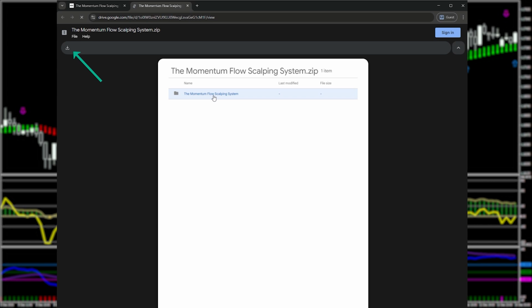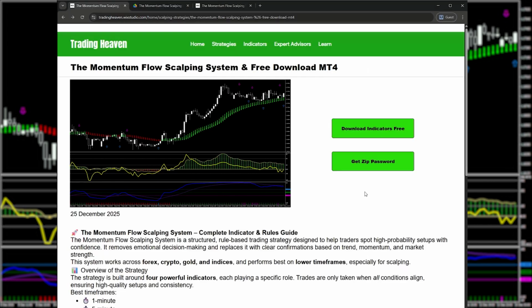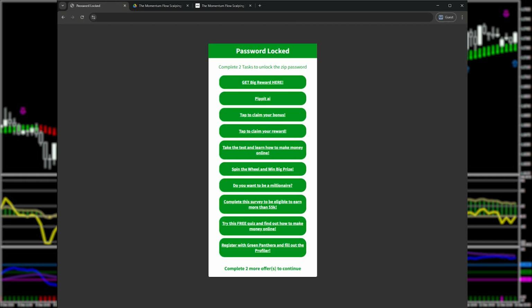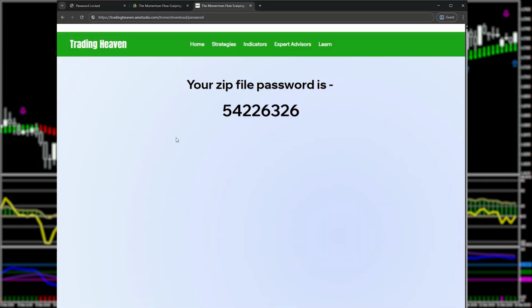It's password protected to prevent spam and automated downloads. After downloading, click the Get Password button. You'll be redirected to a short verification page. Complete 2 quick tasks to unlock the password instantly. This step helps support the channel and allows me to keep releasing more free indicators in future updates.